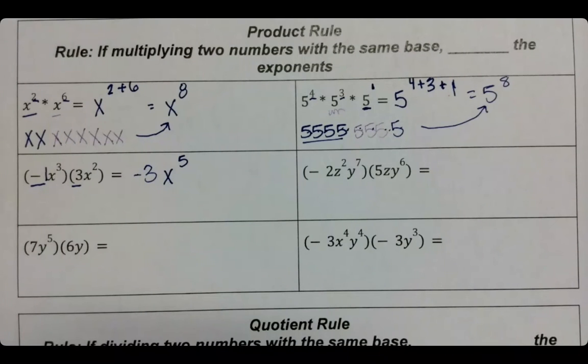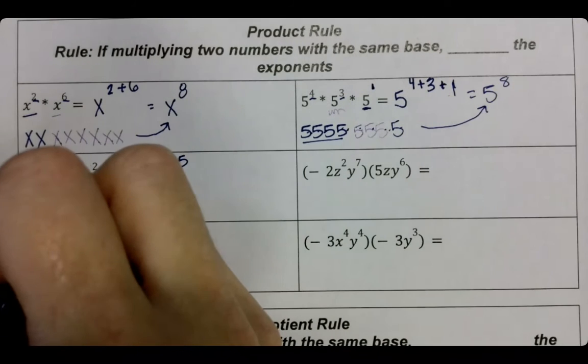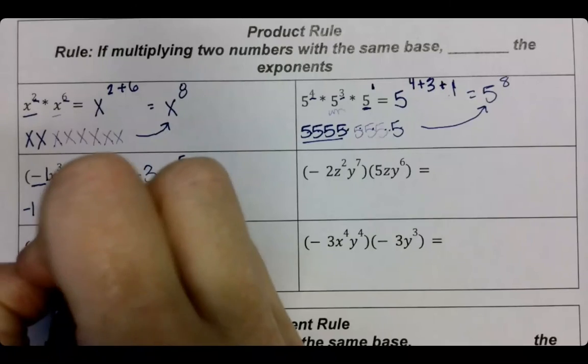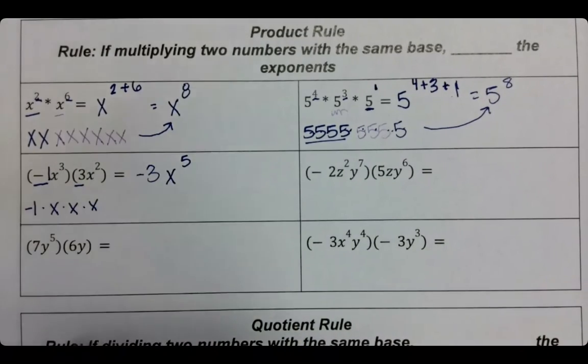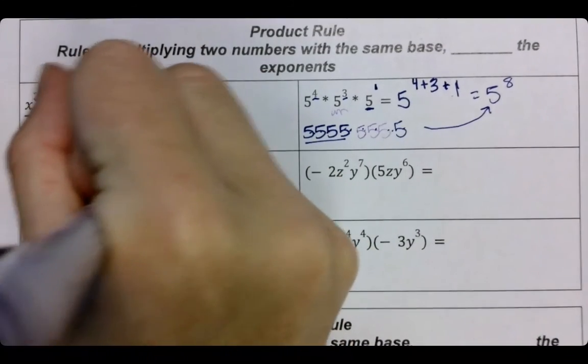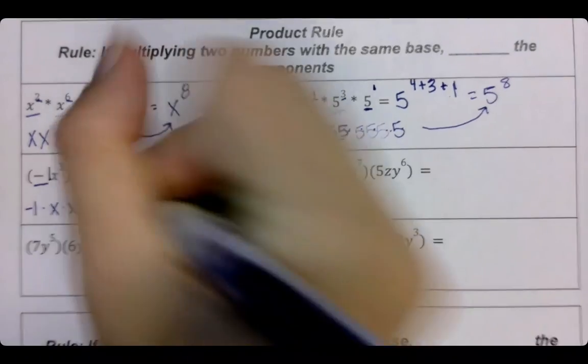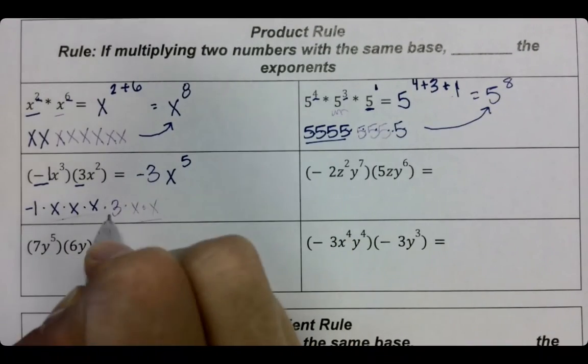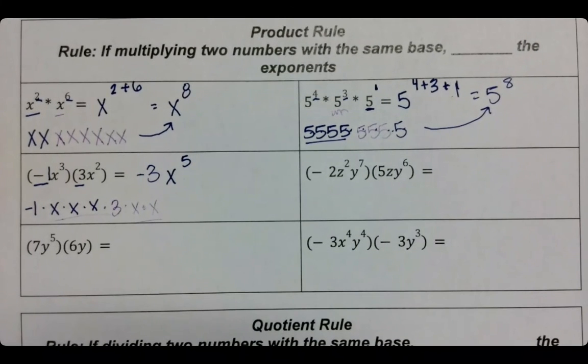Again, if you're like, Ms. Sherman, what in the world are you doing? This is negative 1 times 1, 2, 3 x's. And then we're multiplying that by 3 and then 2 more x's. So we have 5 x's, and then negative 1 times 3 is negative 3. Okay? I want you to take that same thought process, and I want you to try the next one.